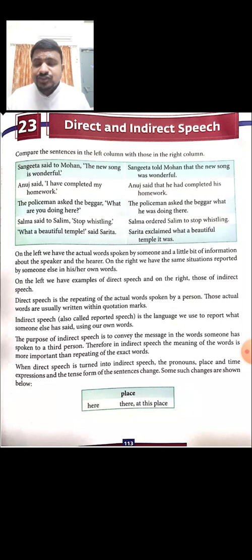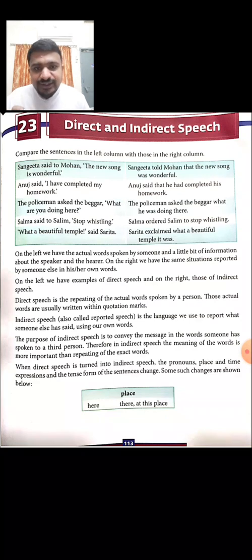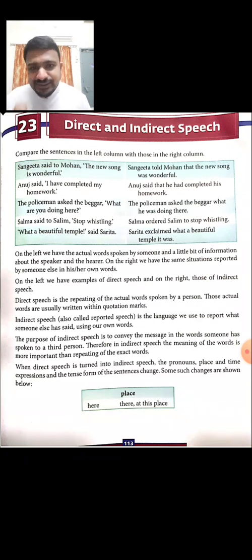In direct speech, we use "here," but for indirect speech, we use "there," at this place. For example, the policeman asked the beggar, "What are you doing here?" That is direct speech. The policeman asked the beggar what he was doing there. So the place "here" is being changed into "there."